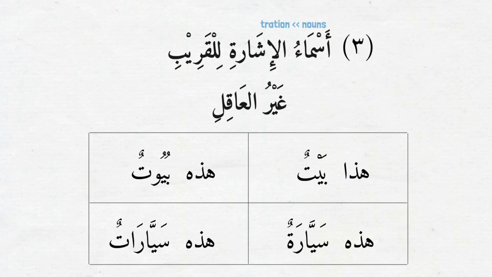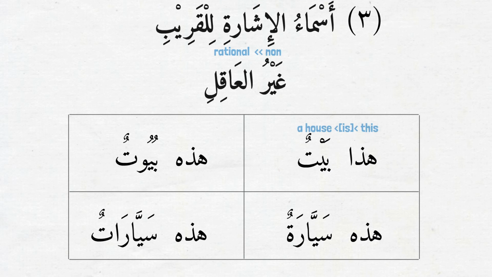In table 3, we can see the usage of أسماء الإشارة للقريب with غير العاقل, irrational nouns. Examples for المفرد are هذا بيت, this is a house, and هذه سيارة, this is a car. Because both بيت and سيارة are غير العاقل, we should use هذه for their plurals, as in هذه بيوت, these are houses, and هذه سيارات, these are cars.